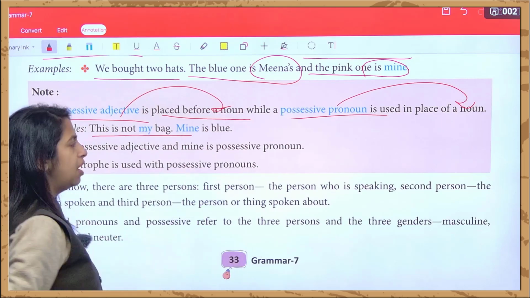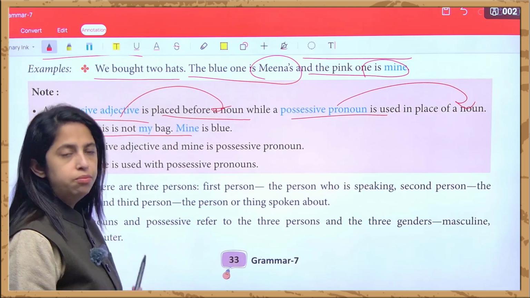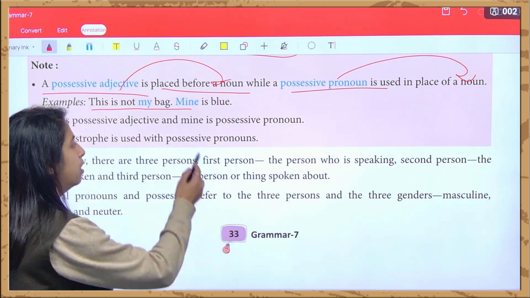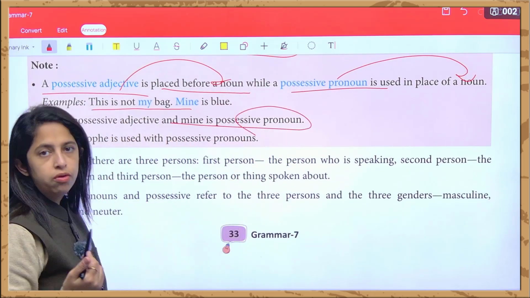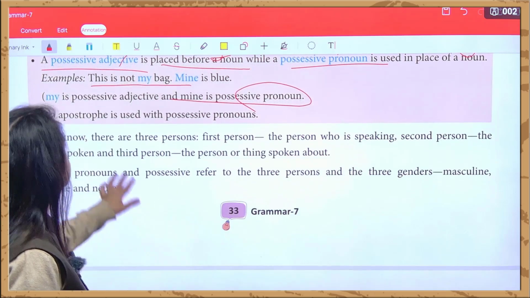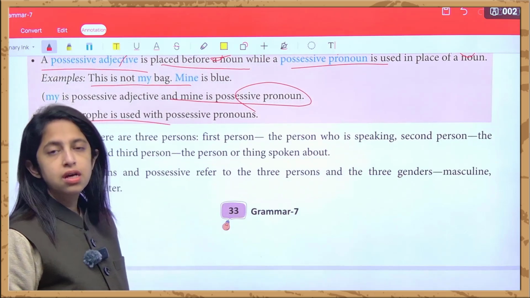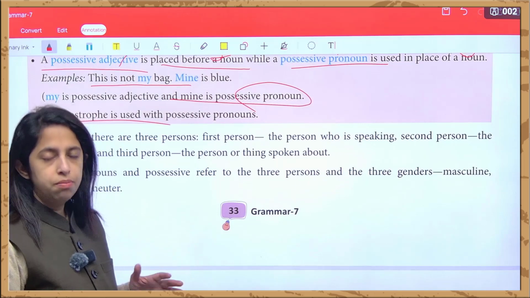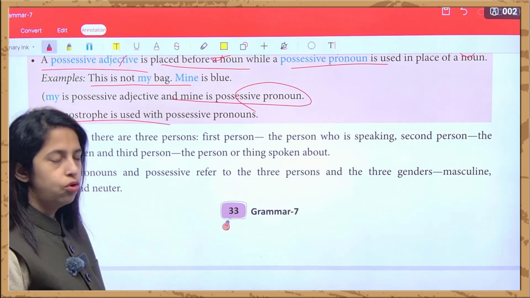This is not my bag, ये मेरा नहीं है, मेरा कौन से कलर का है? Blue कलर का है. Mine is blue. So my is a possessive adjective, whereas mine is a possessive pronoun क्योंकि वो हमने अपने लिए use किया है. Next, no apostrophe s is used with possessive pronouns, because if you use the apostrophe, then it will be considered as non-living.